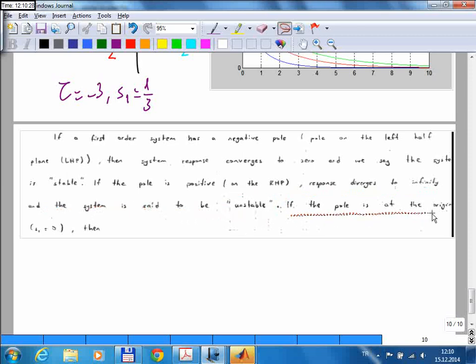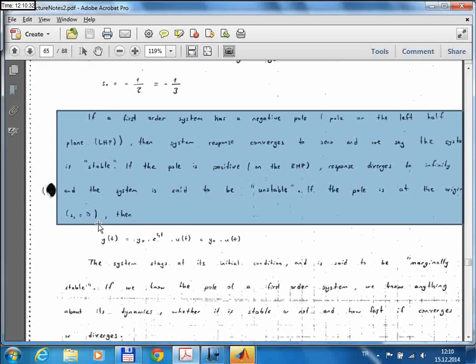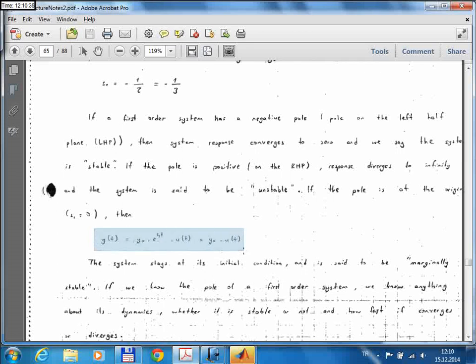And if the pole is at the origin in the middle, then the response is given by this equation. The exponential becomes 0. E to the power 0 is 1. So the output is equal to y0. It doesn't change at all. It just stays there. And in that case, the system is said to be marginally stable.